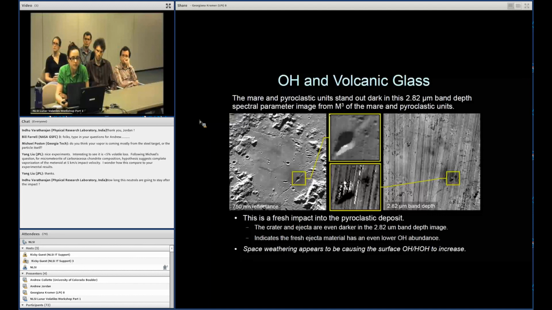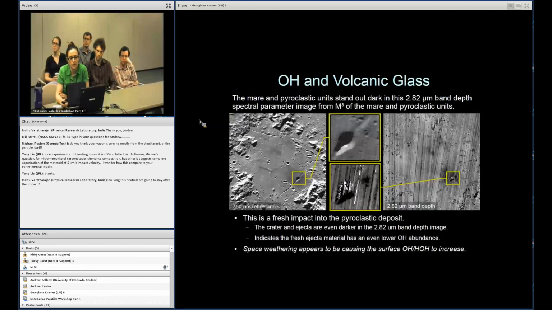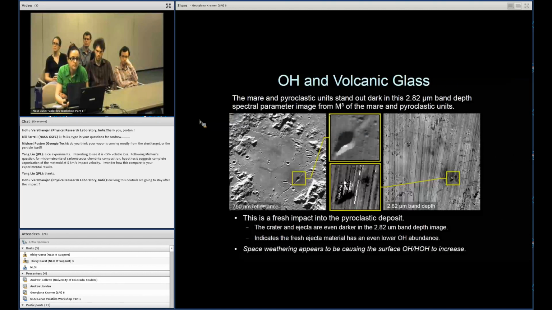However, if you look just to the top right of the vent itself, there is a fresh impact crater into the pyroclastic deposit. And it can be seen that the crater ejecta is even darker in this fresh impact in the 2.82 micron band depth image, indicating that the fresh ejecta material has an even lower OH abundance than the already low pyroclastic deposits do compared to the surrounding. Again, this does seem to be indicating that space weathering is causing the surface to increase in hydroxyl and water.